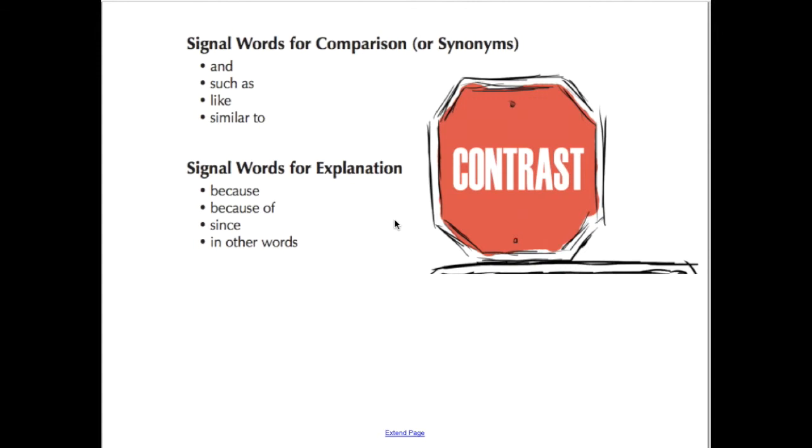The easiest way to figure out what type of context clue it's giving you is to look for these signal words. Signal words for comparisons or synonyms are going to be and, such as, like, or similar to. That will signal to you that it's telling you a new vocabulary word and then it's giving you a synonym. A signal word for explanations would be words like because of, or since, or in other words, and then they would be explaining what would happen next.